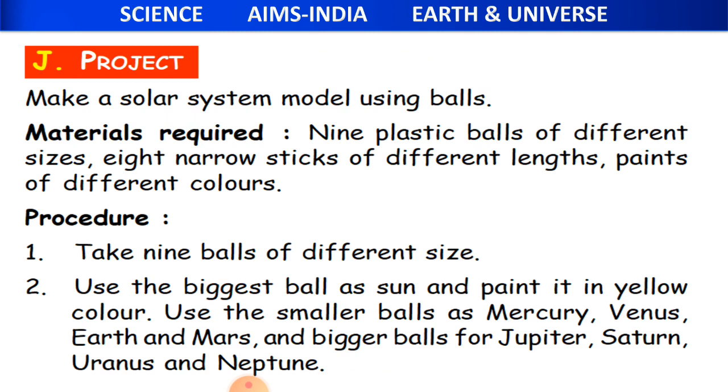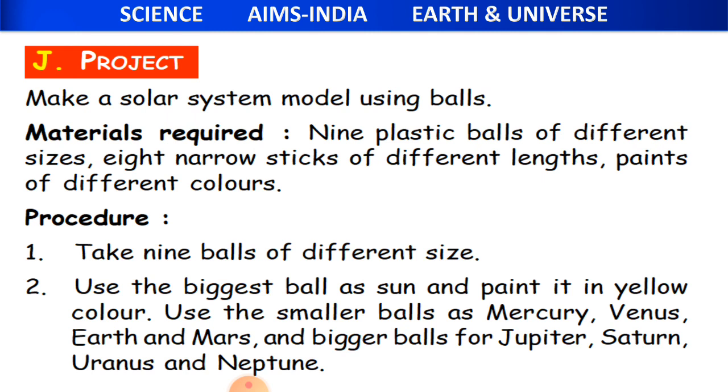Suppose you have your own idea of making a model of the solar system, so you are welcome, and you can do it on your own will and wish and your own experiment. It is not that you have to do it like this only. This is just for your easiness. We have given the method and the steps, like how you can do the solar system model. This is just an example for you. But if you want to do it your own way, you can do it, children.